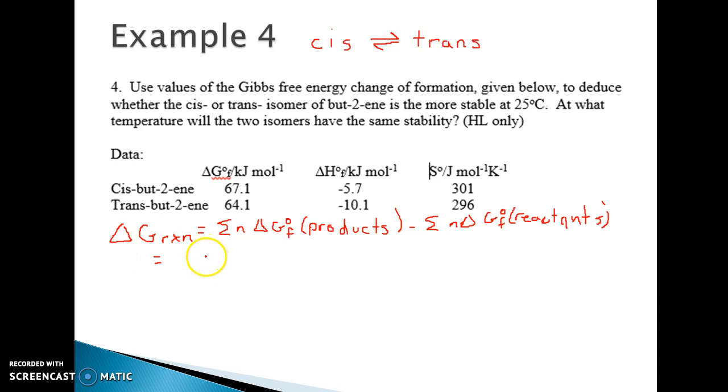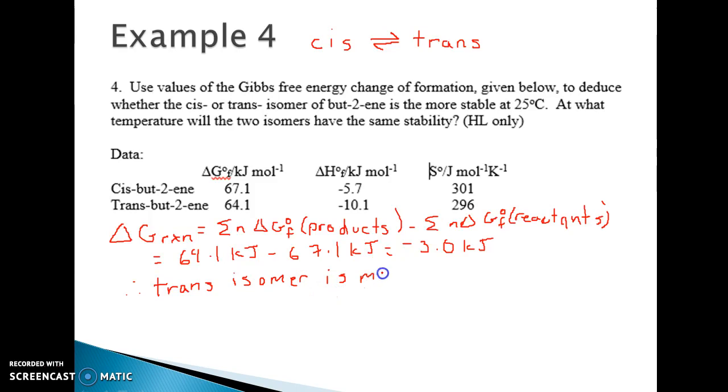So it's a 1-to-1 ratio, so I'm multiplying everything by 1 mole. If my trans is my product, then 64.1 kilojoules minus 67.1 kilojoules will give me negative 3.0 kilojoules. So if that delta G is negative, that means this process is spontaneous. So that means that the trans isomer is more stable at 25 degrees Celsius.